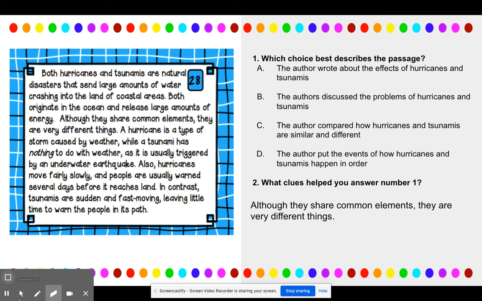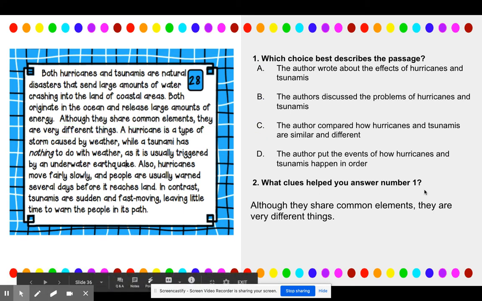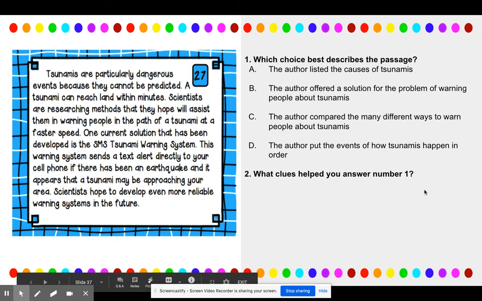I paused it by accident. Sorry. Let's look at number 2. Here we go. Well, there we go. All right, going through, I'm going to pull out some signal words as I read because that's step 1. Okay, I'm seeing this word here, dangerous.